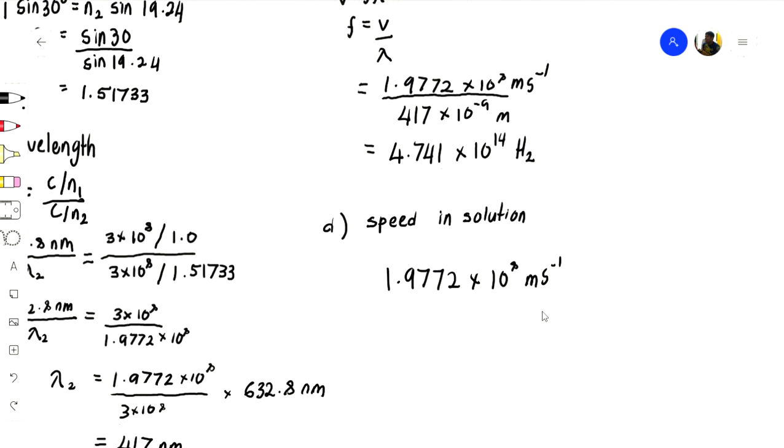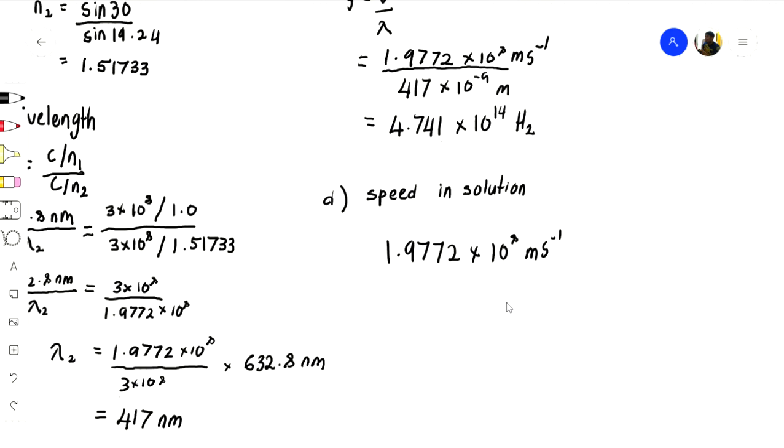Then lastly, this question asks us to find the speed in the solution. We already have the speed in solution here, because the formula for velocity is equal to c over n. We already calculated it here, so we just move the answer to here, and then we have it.